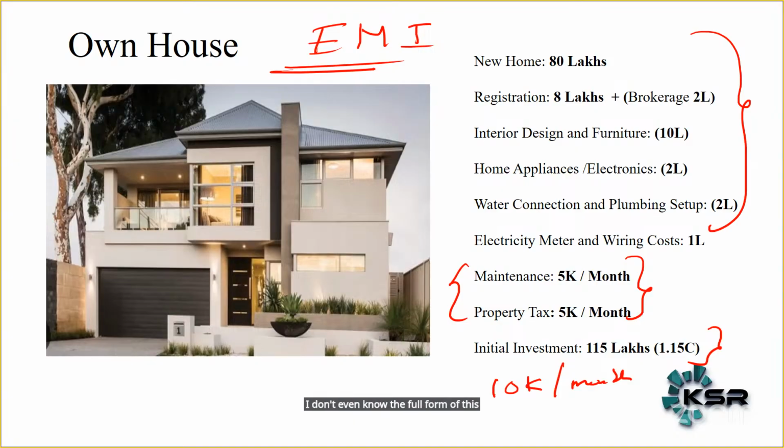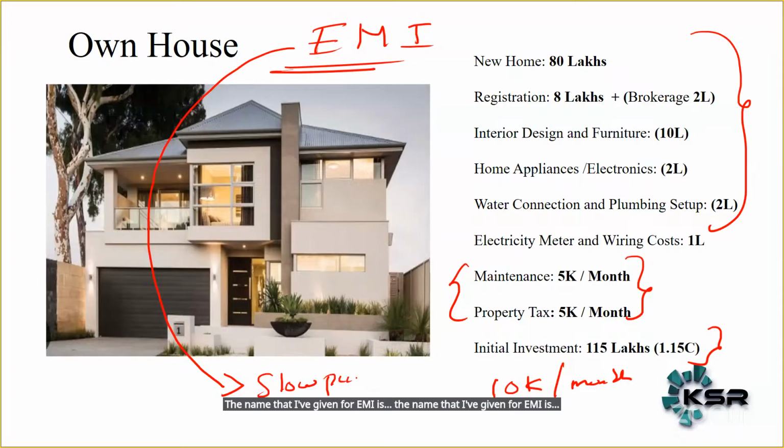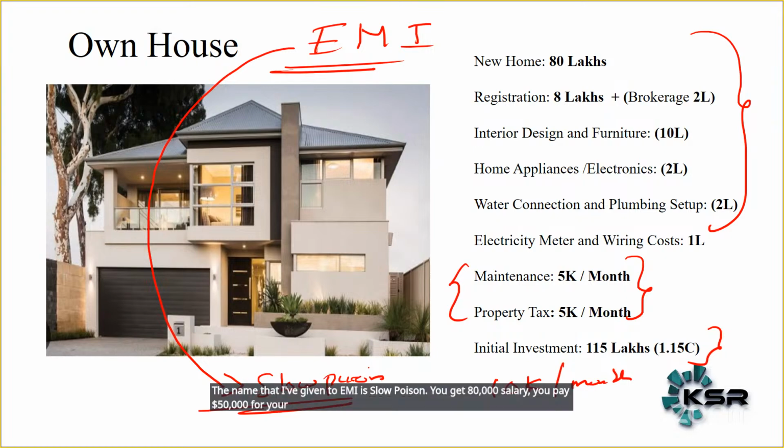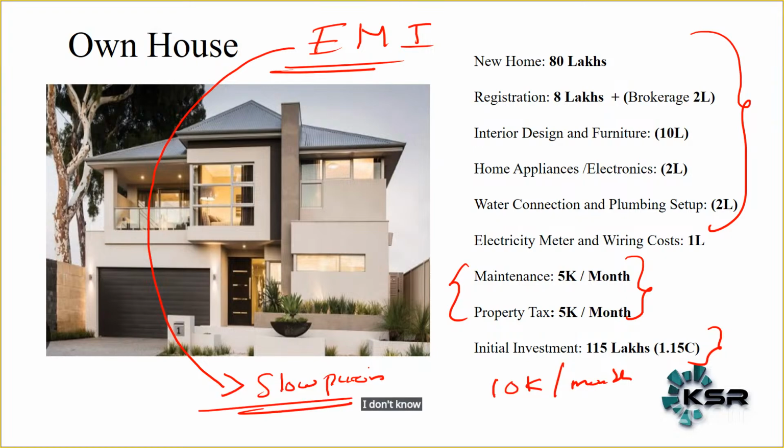You know why? The name that I've given for EMI is slow poison. It's a slow poison. It will kill you every single day. The name that I've given to EMI is slow poison. You get 80,000 salary, you pay 50,000 for your loan. Why do you have to live with all this tension, stress, everything?